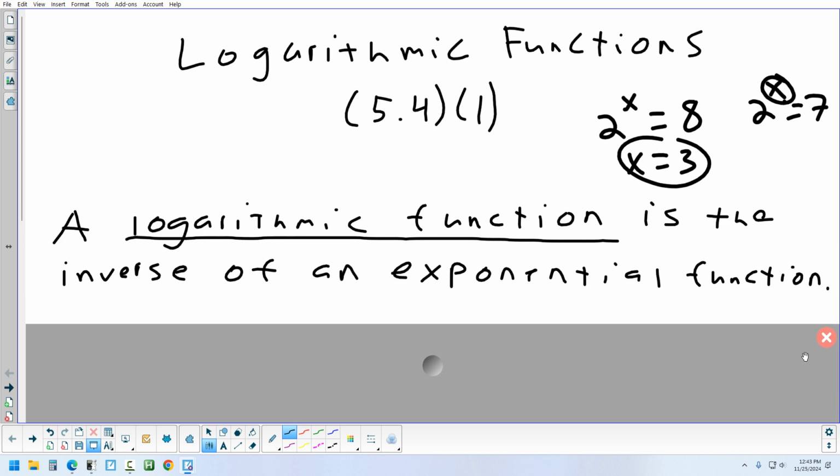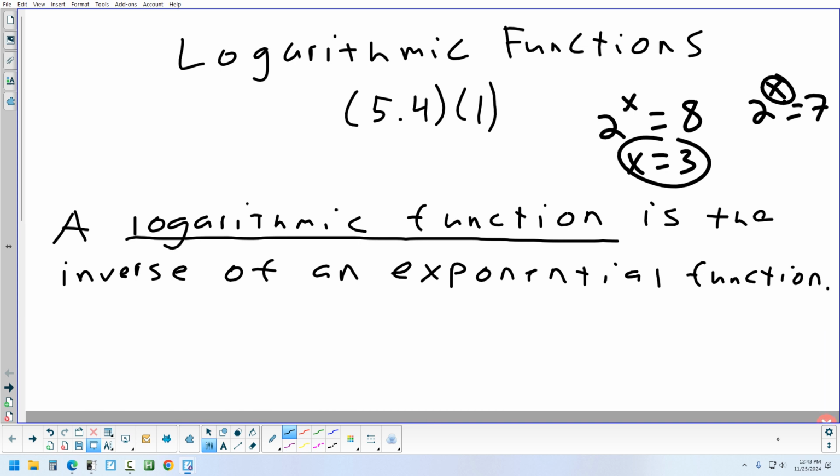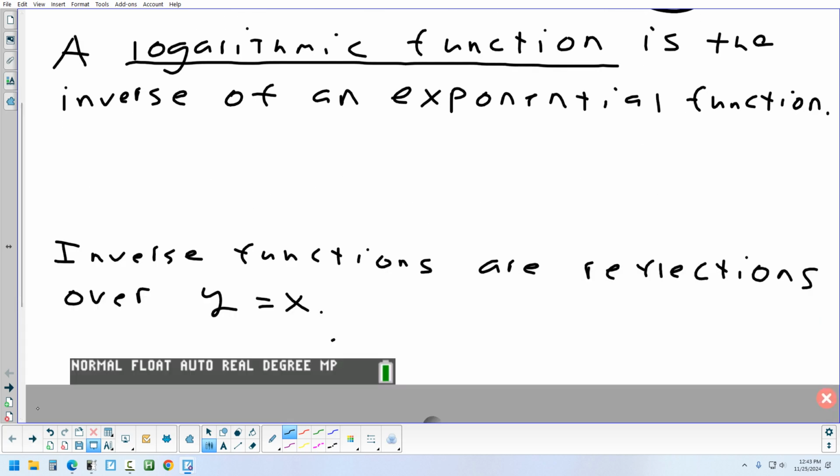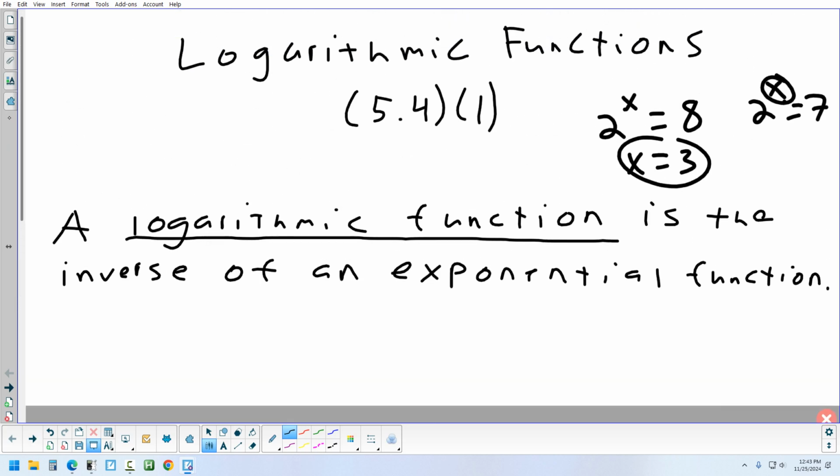Connecting this to what we did in 5.1, we studied exponential growth and exponential decay. These functions are the inverse. Another example is taking a square root and squaring. Square root and squaring are opposites, right? They're inverses of each other. Same with these two. Logs and exponentials are opposites of each other. They're inverses. So that's the connection to what we studied before.